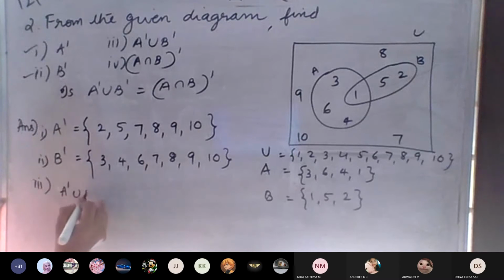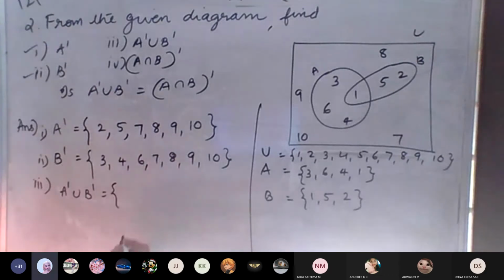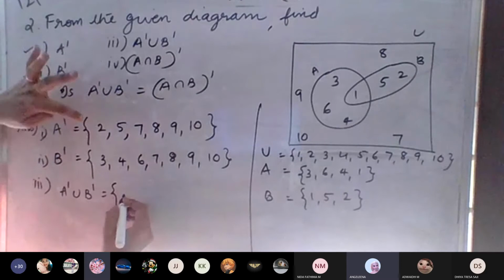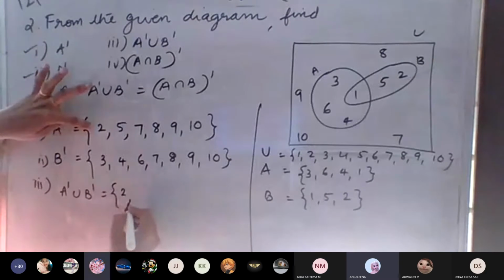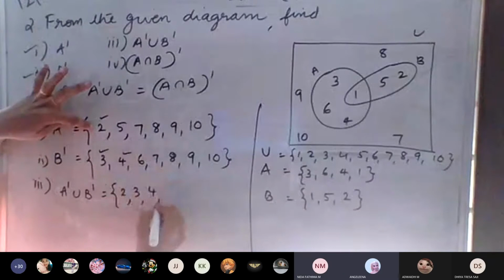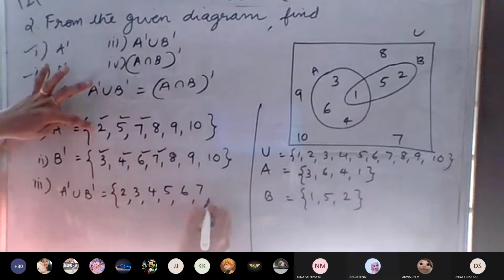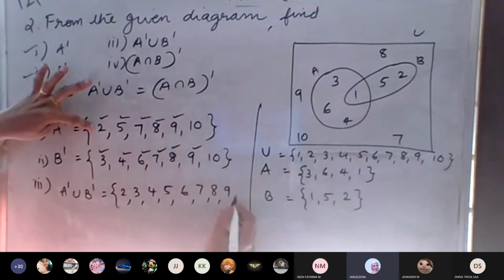A complement union B complement. So A complement we have, B complement also we have. So A complement union B complement means 2, 5, 7, 8, 9, 10 union 3, 4, 6, 7, 8, 9, 10, which gives 2, 3, 4, 5, 6, 7, 8, 9, 10.